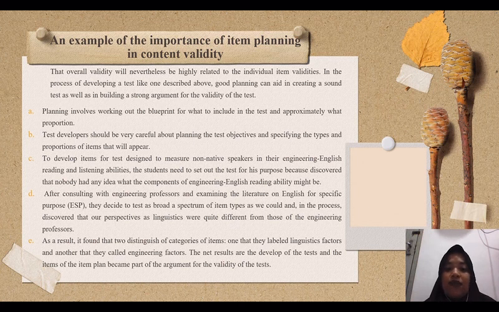and in the process discovered that their perspective as linguists was quite different from that of the engineering professors. The fifth, as a result, they found two distinct categories of items, one that they labeled linguistic factors and another that they called engineering factors. The net result is that the development of the task and the items, the item plan, become part of the argument for the validity of the test.